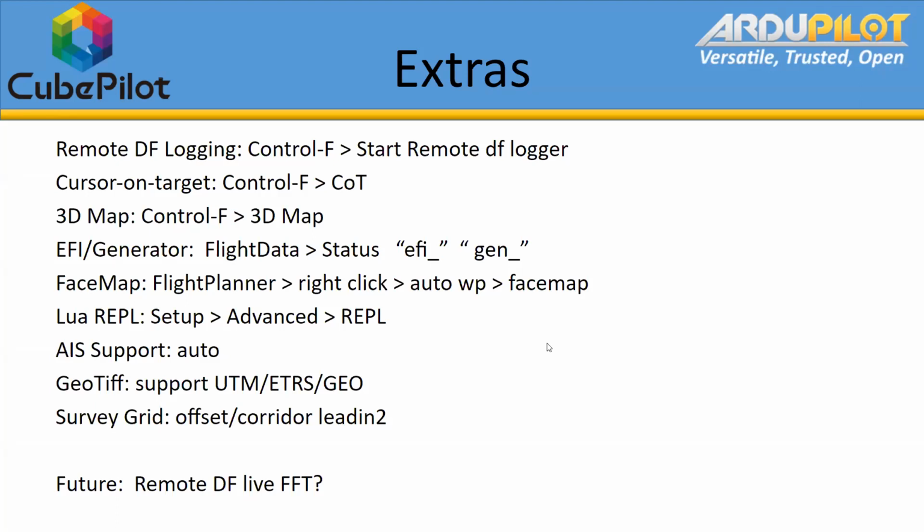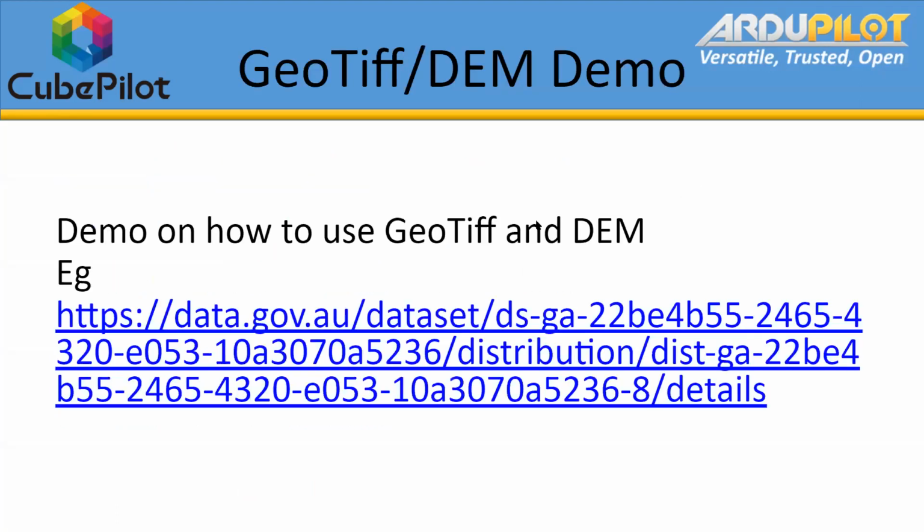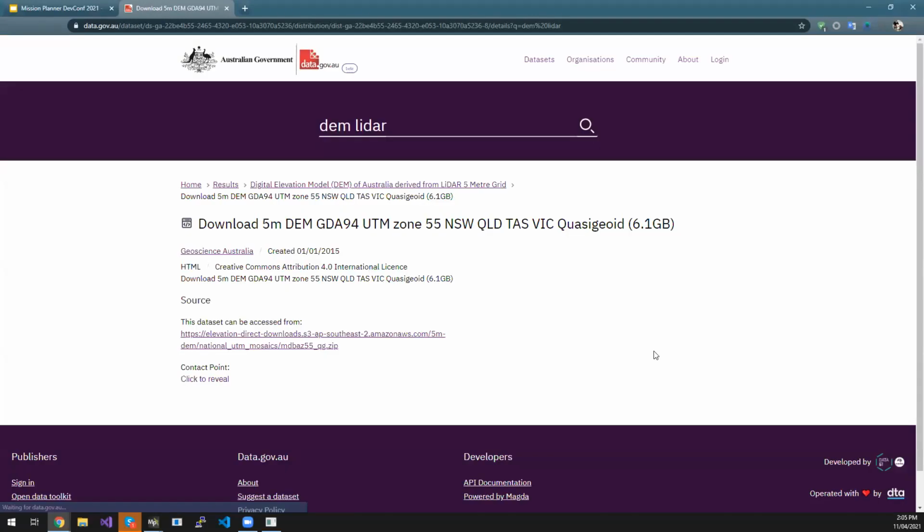Yep. Okay. So I was going to do a very quick demo of GeoTIFF and DEM. I've just included this link here. This is predominantly for Australian users. If I click this link, you'll notice that from data.gov.au, you can get a 5-meter LiDAR DEM of the entirety of Australia. So quite often you can see trees, you can actually spot roads in the DEM data and other things like that just by viewing it.